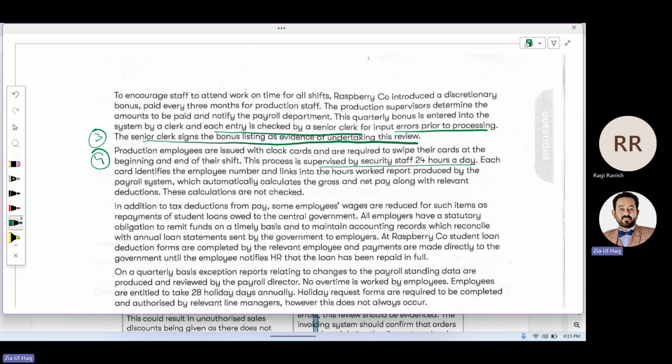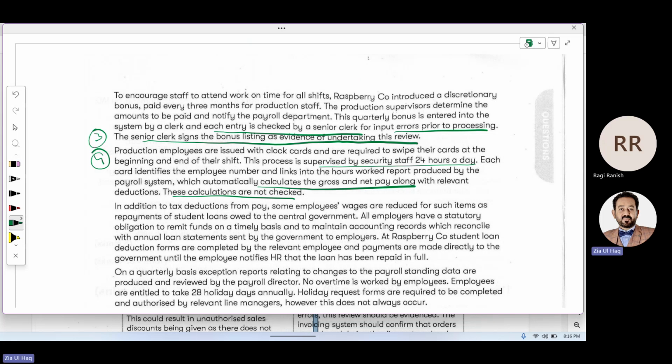Each card identifies the employee number and links into the hours of work report produced by the payroll system, which automatically calculates the gross and net pay along with relevant deductions. These calculations are not checked. This is a weakness, but the system is calculating the pay, not a human. So there will be no human errors. Payroll will be calculated accurately by the system.